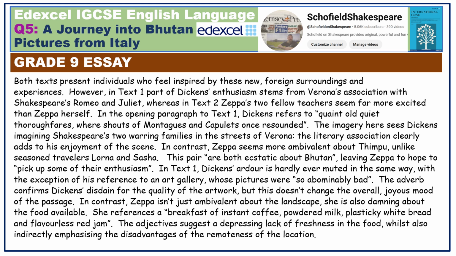In text 1, Dickens's ardour is hardly ever muted in the same way, with the exception of his reference to an art gallery whose pictures were "so abominably bad." The adverb confirms Dickens's disdain for the quality of the artwork, but this doesn't change the overall joyous mood of the passage. In contrast, Zeppa isn't just ambivalent about the landscape, she's also damning about the food available.